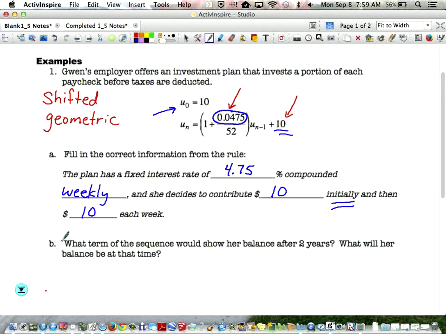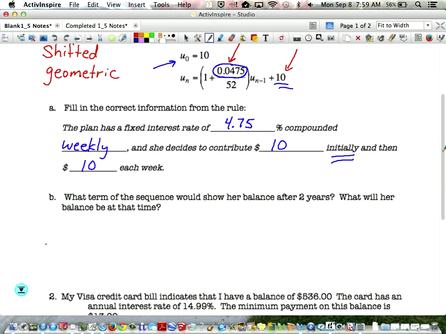What term of the sequence would show her balance after 2 years? What will her balance be at that time? So we're going to let this run for 2 years. So, what? 104. How did you get 104? Well, after 2 years, there's 52 weeks in a year. So times that by 2. So 52 weeks in the first year, another 52 weeks in the second year. So we're looking for U104.